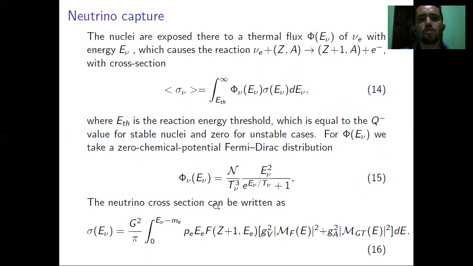So the neutrino cross-section can be written by equation 16, as you can see here. So we will need to evaluate the dispersion to calculate our neutrino capture.